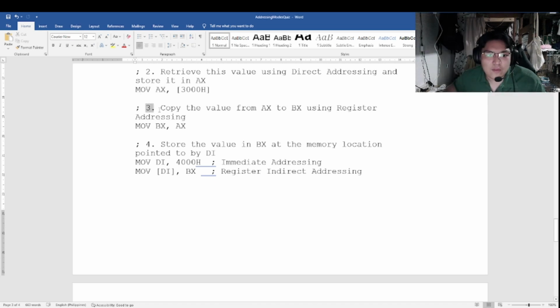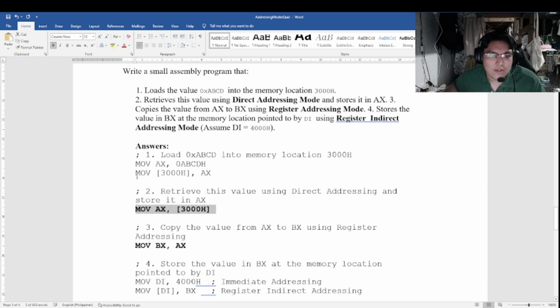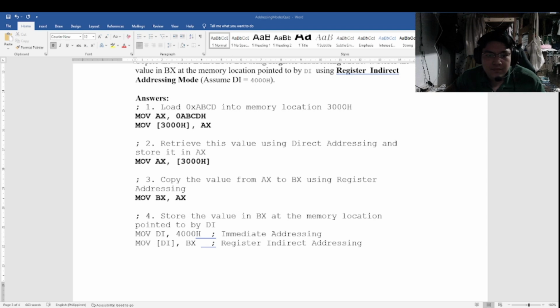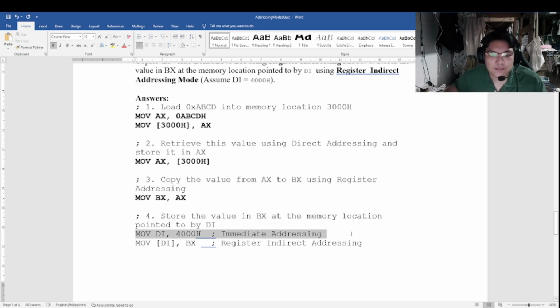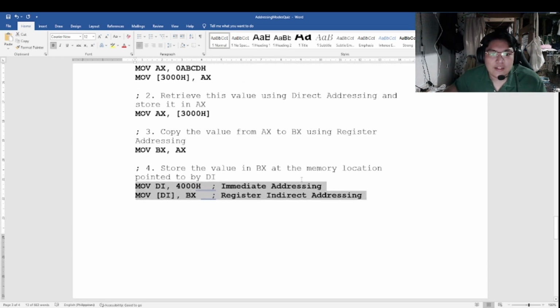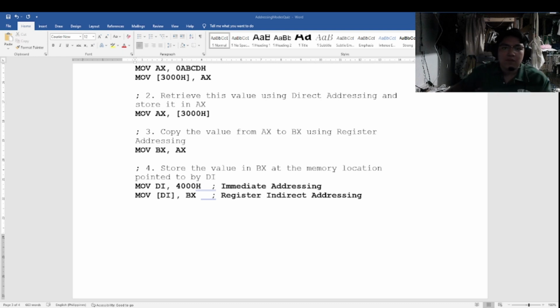Then for the third part, which is to copy the value from AX to BX using register addressing, here is the program that I wrote, which is MOV BX, AX. This is because this instruction uses register addressing where the value from the AX register is copied to the BX register.